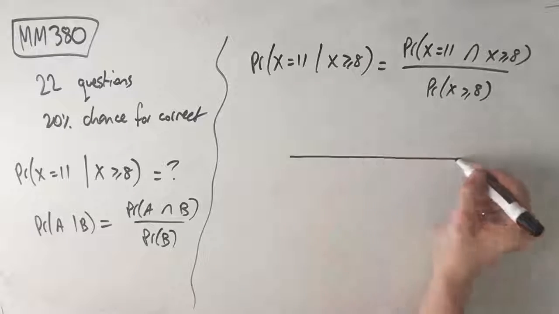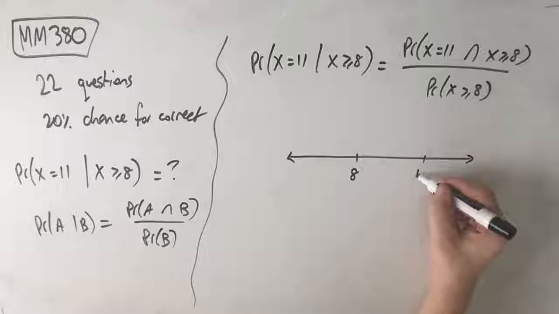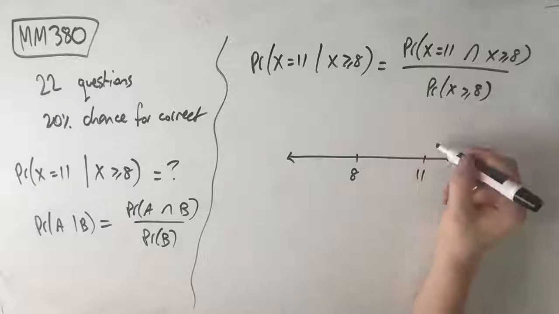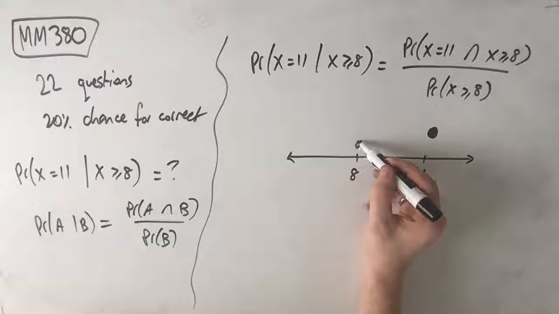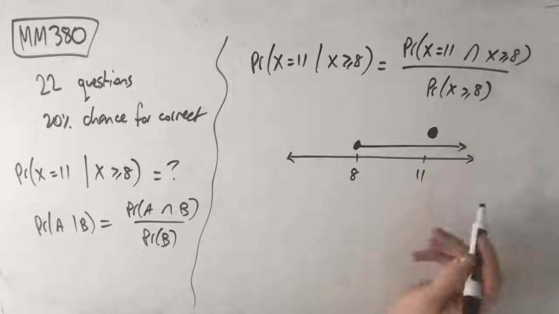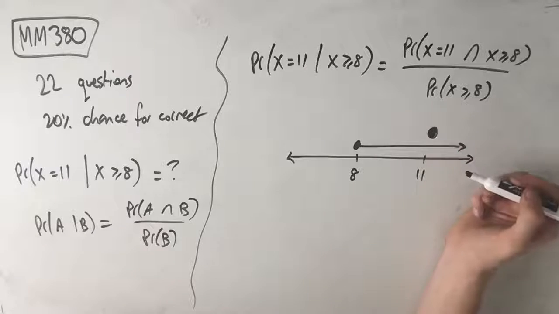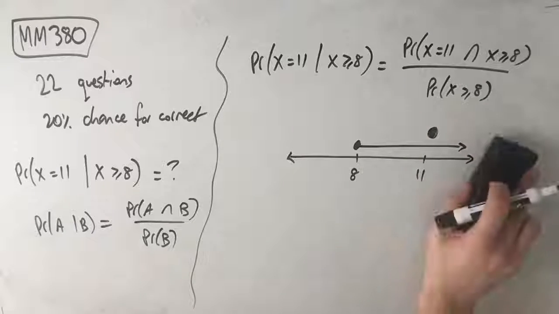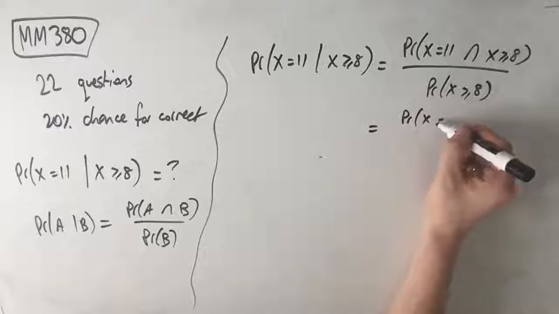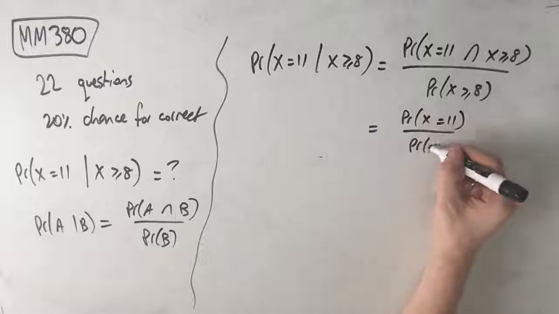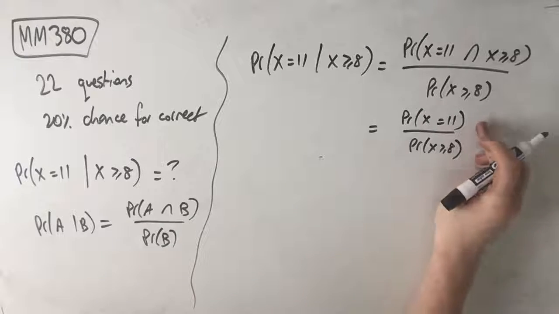And the easiest way to visualize this is on a number line. So let's say we've got an 8 here and an 11 here. Probability that x equals 11 is here, and the probability that x is greater than or equal to 8 is from here onwards. The intersect between those two things, or their common ground, is only at 11, right? So that means that the intersect is just x equals 11. So what we have is the probability that x equals 11 over the probability that x is greater than or equal to 8. Sweet. So now we have to actually figure out what these probabilities are.